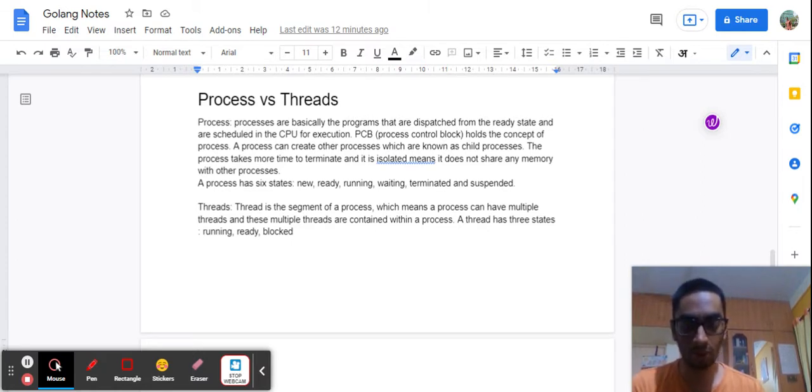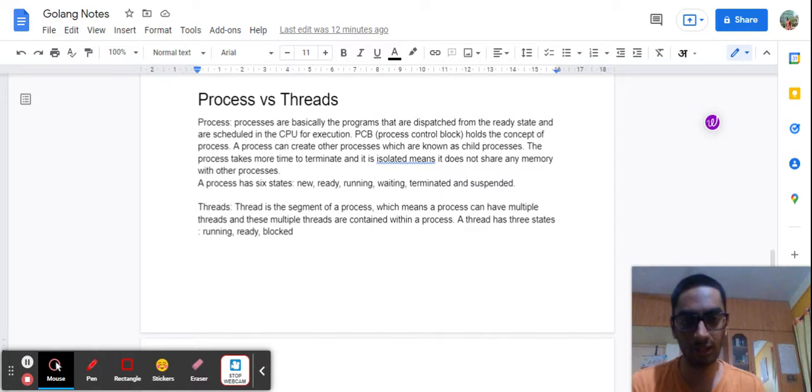New state: the moment a process comes in, it is in the new state. The other state is the ready state. A process is moved into the ready state just before it is scheduled for execution in the CPU. The other state is the running state. Running state is when a process is running in the CPU, when it is being executed in the CPU. The next state is the waiting state. In the waiting state, let's say a running process has been blocked or put on hold, then it is pushed into the waiting state.